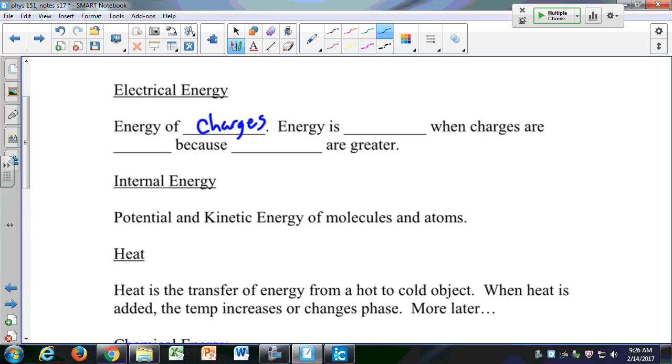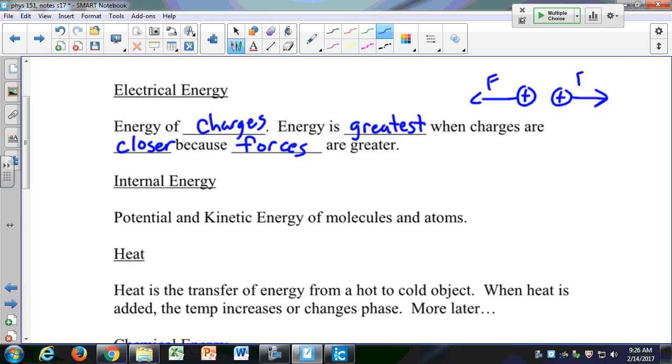Energy is greatest when charges are closer, because the forces are greater. You probably know the basics of charges, that if I have two positive charges, for example, that are really close together, they have forces that push them apart, right? Like charges will repel one another, opposite charges will attract. And if I move them really close together, the forces get really big.